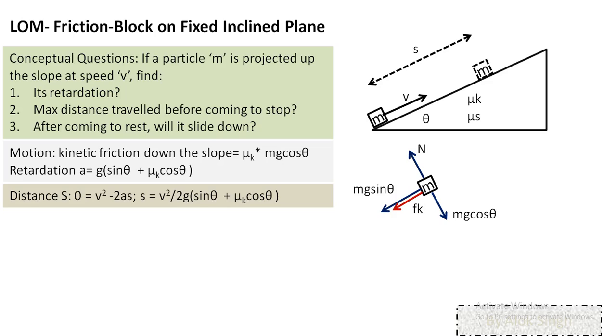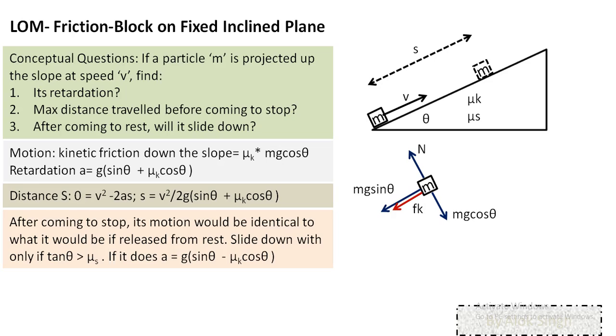So it's simple enough. How much distance it will travel, we can easily find out. Since the value of a is constant, I can use the constant acceleration equation. Substituting in this equation, we can find the distance it will travel before coming to a stop, or before the velocity becomes 0, as s equal to v square by twice the acceleration. Acceleration is g sin theta plus mu k cos theta. That's the distance it will travel before it comes to a momentary rest.